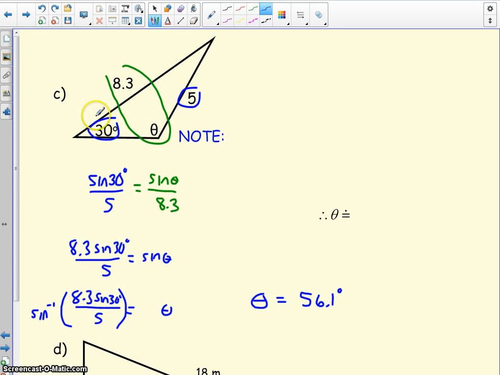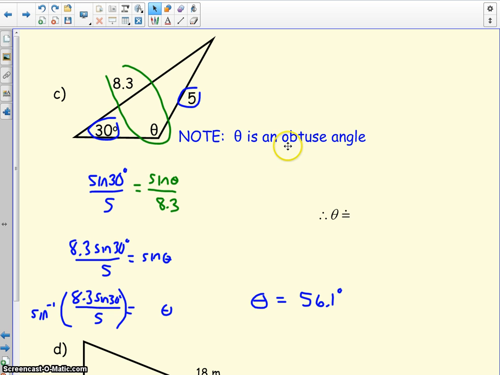Hopefully it doesn't, because if you look at the diagram the way it's drawn, theta is actually an obtuse angle. This presents a particular problem because it means our calculator didn't give us the right answer. The actual right answer here is going to be 123.6. And that should actually be 0.9, not 0.6.